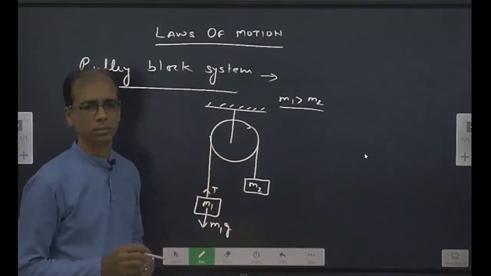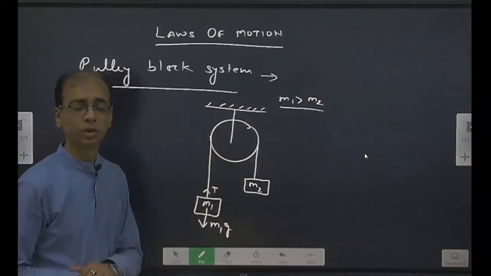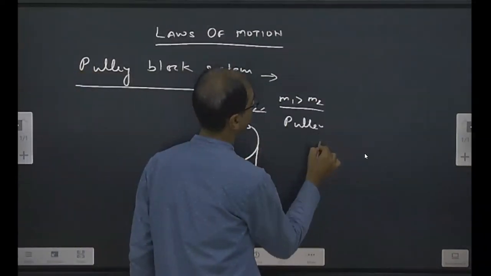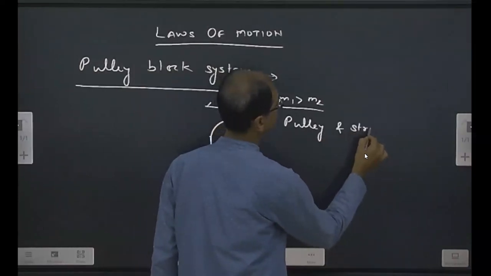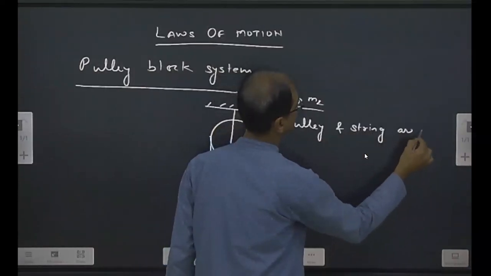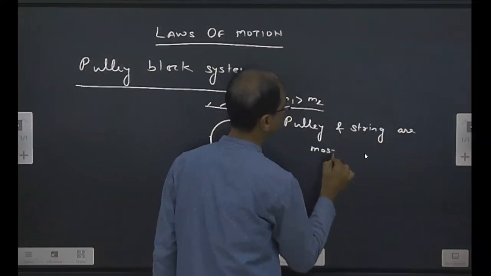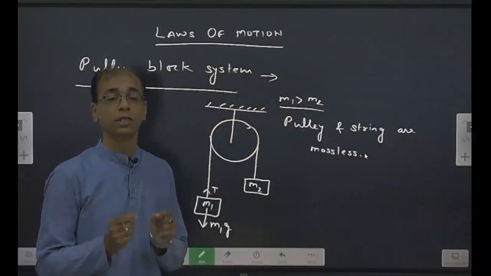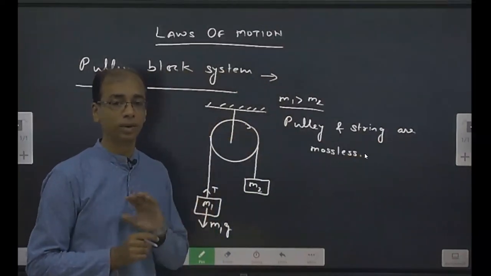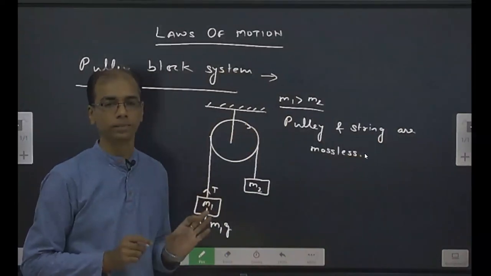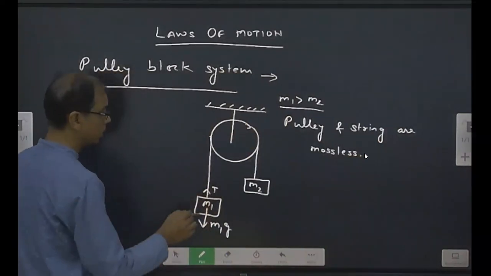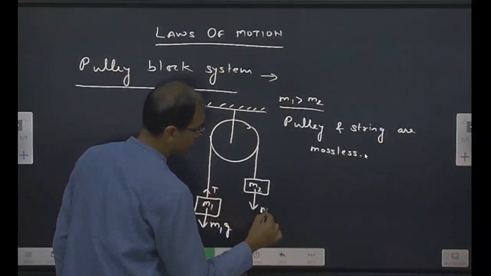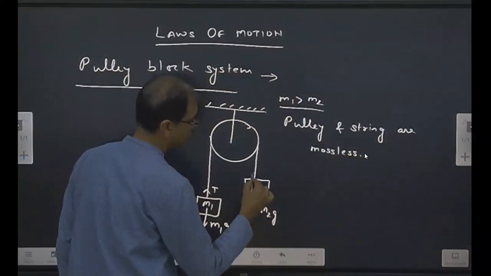In this system, the pulley as well as the string are massless. Remember, unless it is given in the question, both are massless for us. If they specifically give, then only take the mass. Otherwise, we'll be taking it as massless only. Okay. So this is m1g, here is T. Same way, let's make it for this also. This is m2g here. And tension.